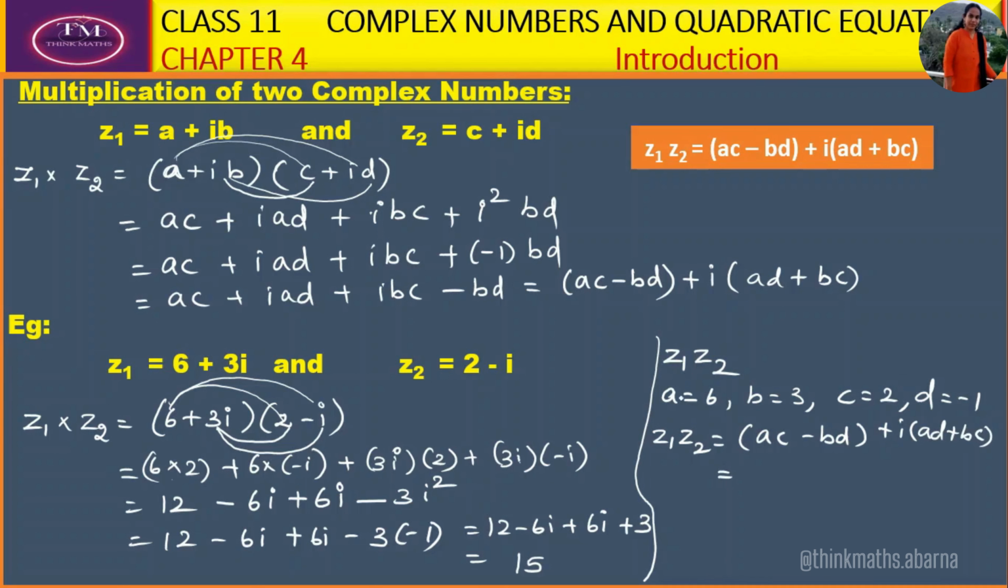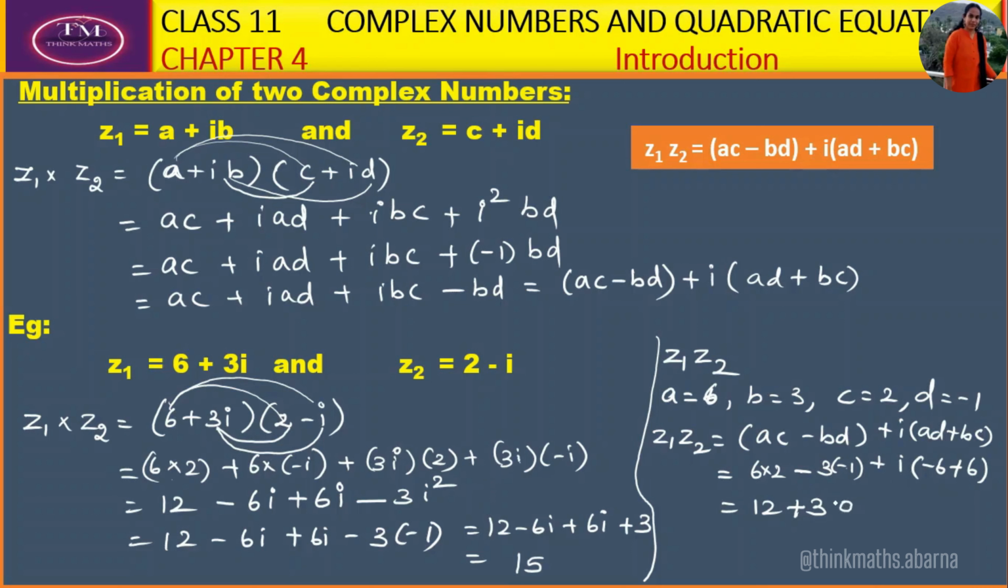Okay. So A into C. So 6 into 2. So 6 into 2 minus, what is B into D? It is 3 into minus 1. Okay. Plus i into AD. AD means 6 into minus 1, which is minus 6, plus B into C. B into C is 3 into 2, it is 6. So it is 6 2s are 12, minus into minus, you will get plus, it is 3. Okay. Plus i into minus 6 plus 6 is 0.